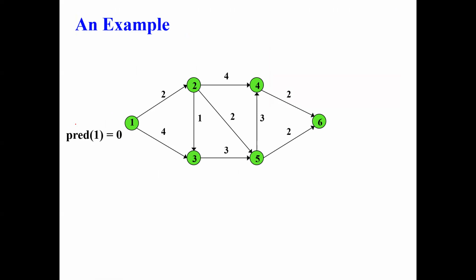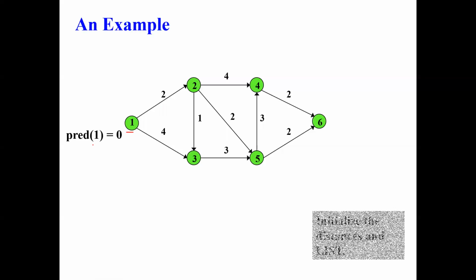Remember, we keep a set of predecessors, we keep a set of distances, and we also keep a list. So we start with node 1. We have no predecessor because there's no other node linked to this node. So we initialize the distance and the list. The list is a set. The distance to 1 is equal to 0 because this is the source node.